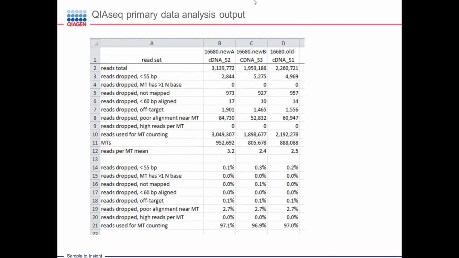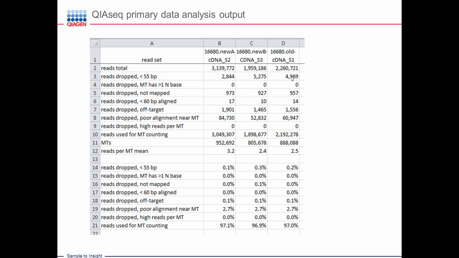So you get a summary of your data. These are 3 different samples. And you'll see total reads per sample. This is on a MiSeq, so of the 12 million reads that were on the MiSeq, I just grabbed a couple of samples here. So these are 3 samples of 3 million, 2 million, and 2 million reads.